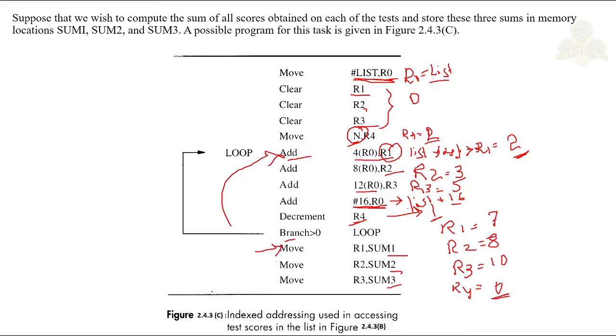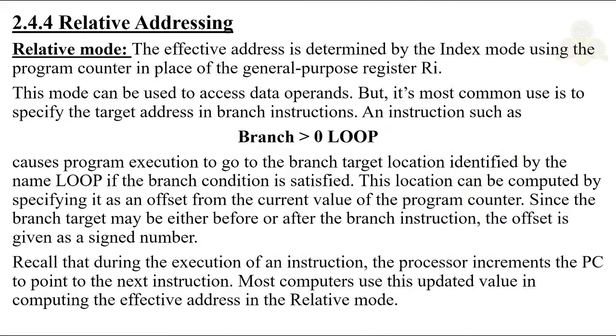This instruction is executed. So what you have to do? Move R1 comma sum1. This means move the content of R1 to sum1. What is the content of R1? 7, right? 7 will be moved to memory location sum1. Then move R2 comma sum2. This means the value 8 will be moved to sum2. Then move R3 comma sum3. This means value 10 would be moved to sum3 memory location. Getting it? Next we will see about the relative addressing mode.